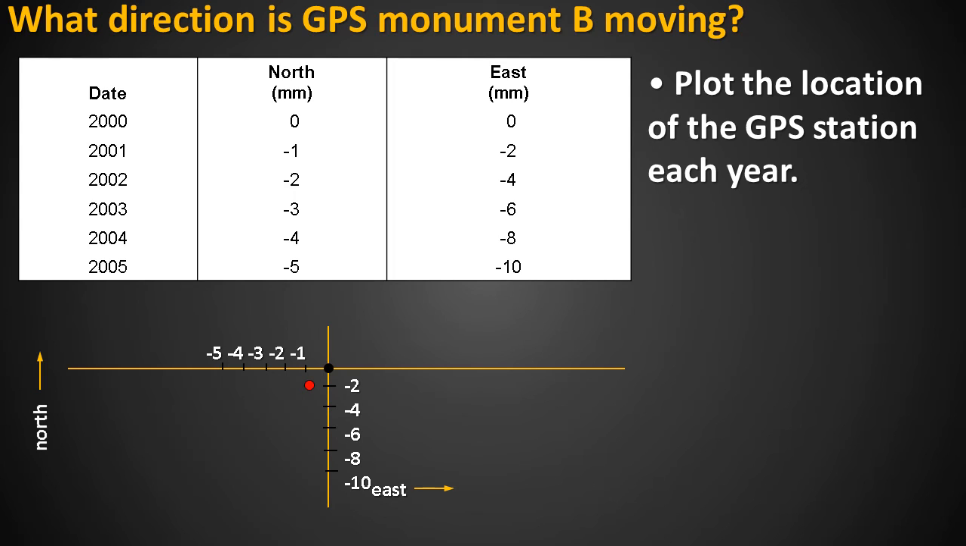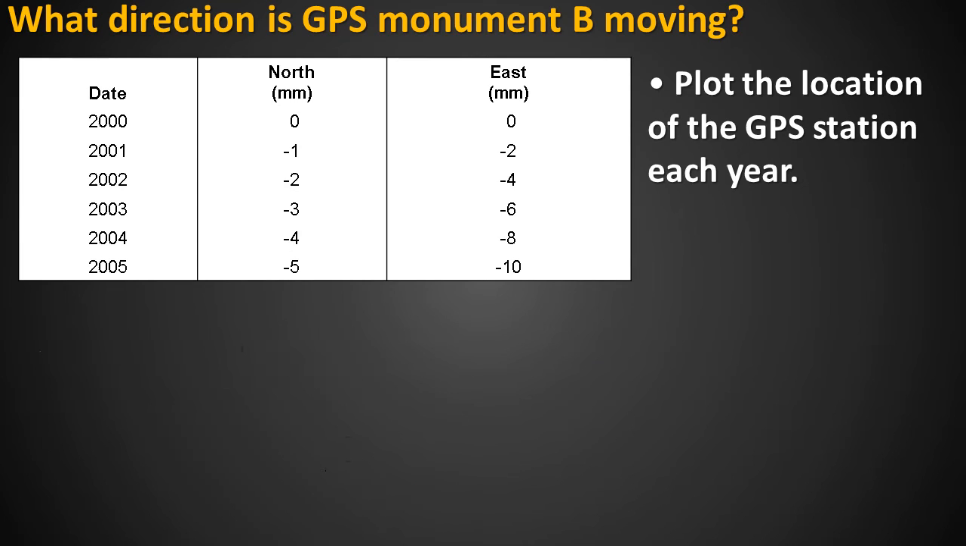Plot the location for monument B for the data from each year. Now plot the location of the GPS station for each year.